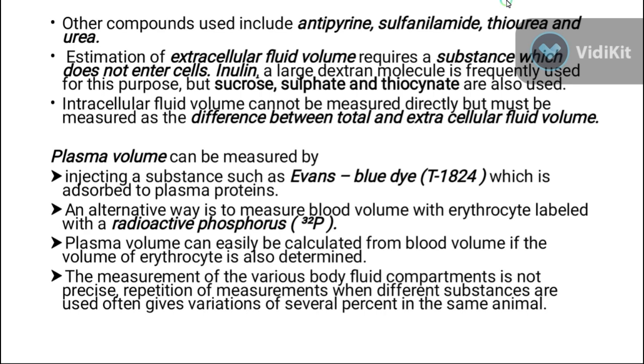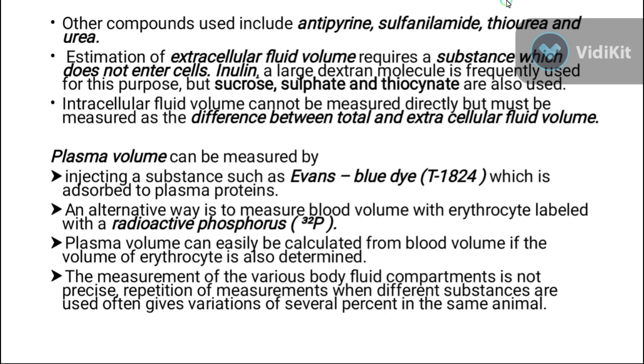Estimation of extracellular fluid volume requires a substance which does not enter cells. Inulin, a large dextrin molecule, is frequently used for this purpose, but sucrose, sulfate, and thiosulfate are also used. Intracellular fluid volume cannot be measured directly but must be measured as the difference between total and extracellular fluid volume.